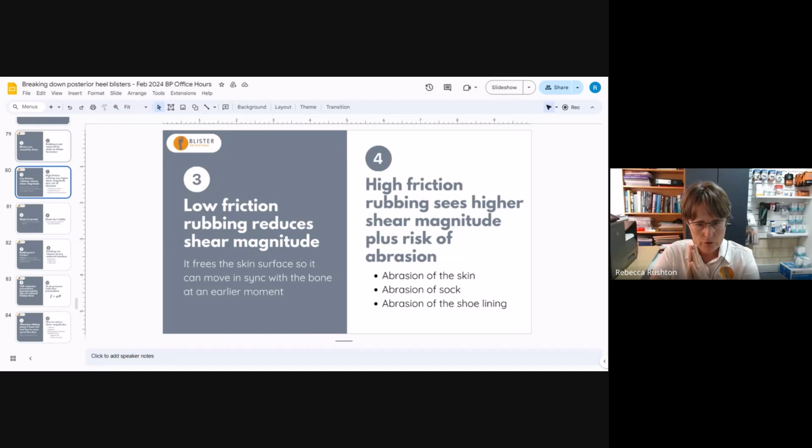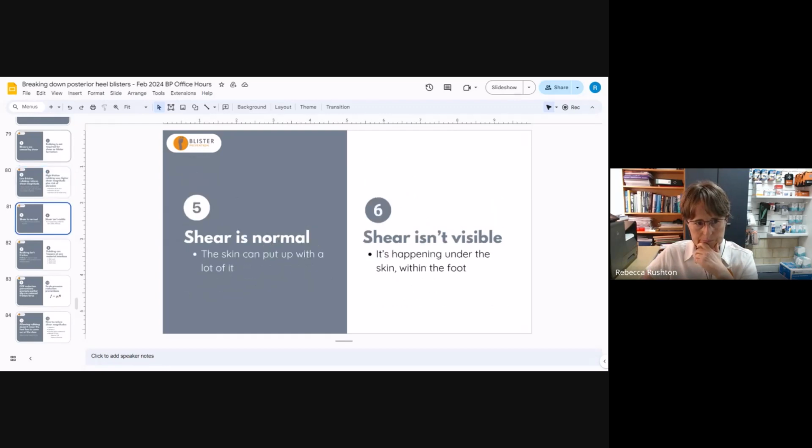Low friction rubbing reduces shear magnitudes because it frees the skin surface so it can move in sync with the bone at an earlier moment with every step. High friction rubbing sees higher shear magnitude plus the risk of abrasion. Now, if that high friction rub is happening between the skin and the sock, then that abrasion can occur on the skin. If that high friction rub is happening between the sock and the shoe, then that abrasion can occur to the shoe lining at the heel counter. And I'm sure you've seen people that wear holes in the back of their shoes, so this is probably why. And of course, the sock can cop it in either situation.